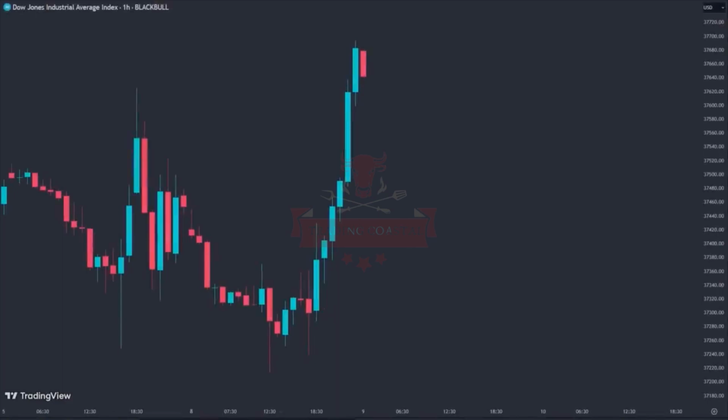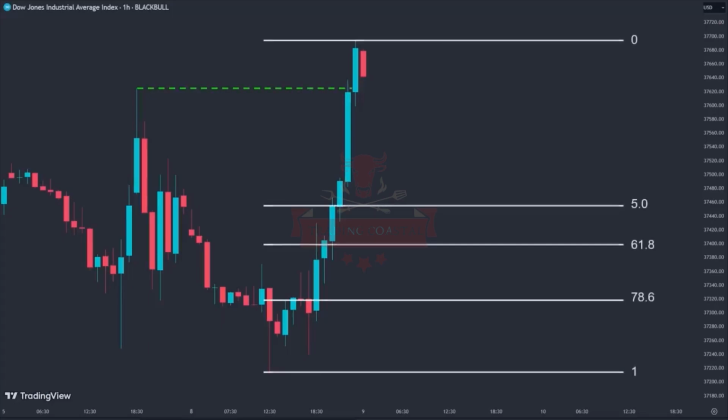Here on the Dow Jones 1-hour time frame, we have a clear impulsive movement to the upside, breaking above the previous market structure. So let's apply the retracement tool from the start to the end of this move. The area between 0.618 and 0.786 is our golden zone. If the price manages to return to this area, we will closely monitor the price action signals through candlestick formations to look for a long trade opportunity. Now let's see what price action signals we get.